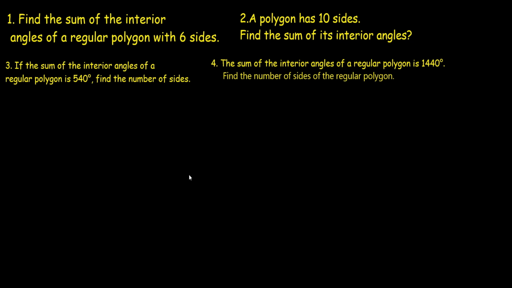In this video, we are going to solve questions related to polygons. The first one says: find the sum of the interior angles of a regular polygon with six sides. Now, to be able to solve, you must know this formula.